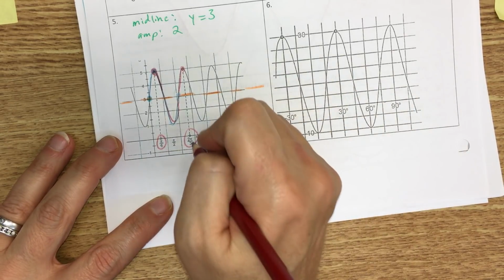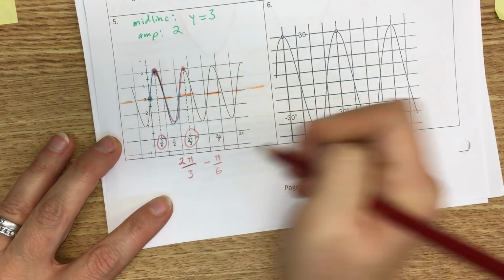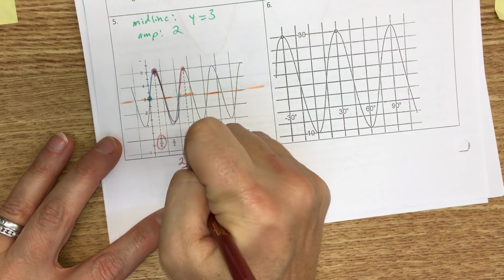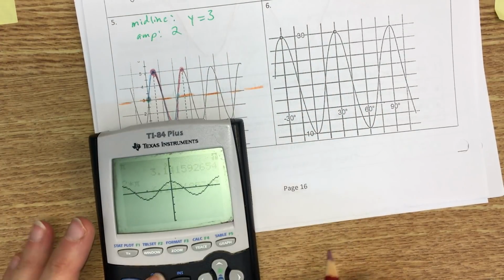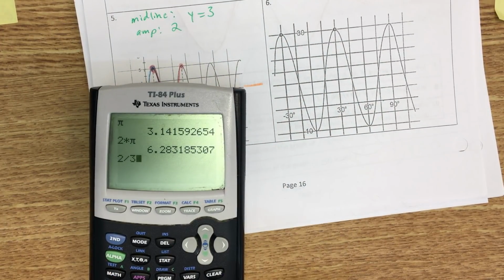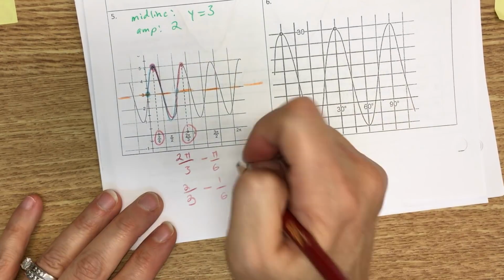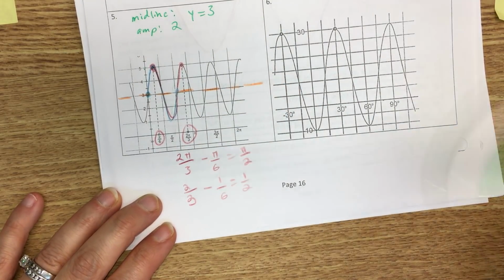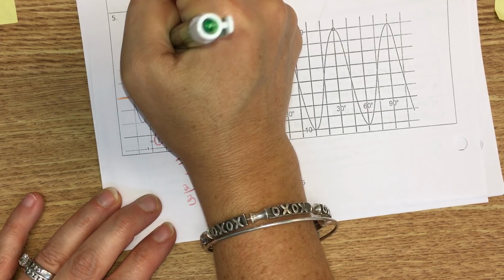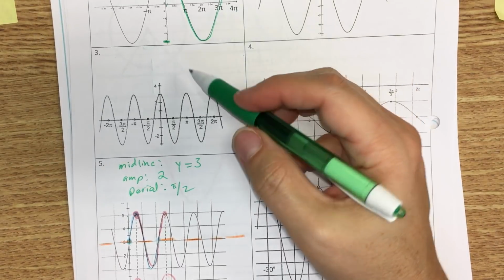Now I'm going to teach you a trick. I need to subtract these two values: 2 pi over 3 minus pi over 6. I'm going to grab my calculator and do 2 divided by 3 minus 1 divided by 6. Math, enter, enter. And it's 1/2, because I just ignored the pi, so this is pi over 2. That one's a little tricky. Period: pi over 2.